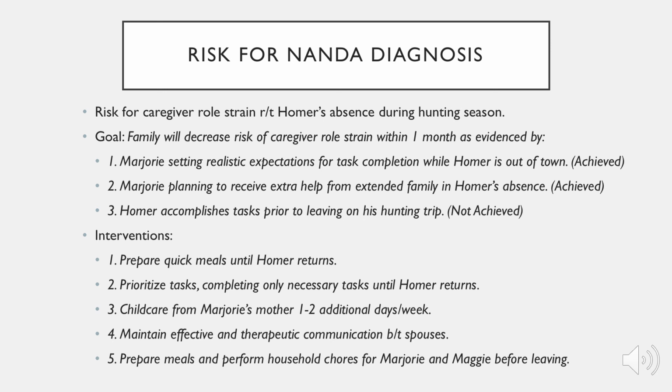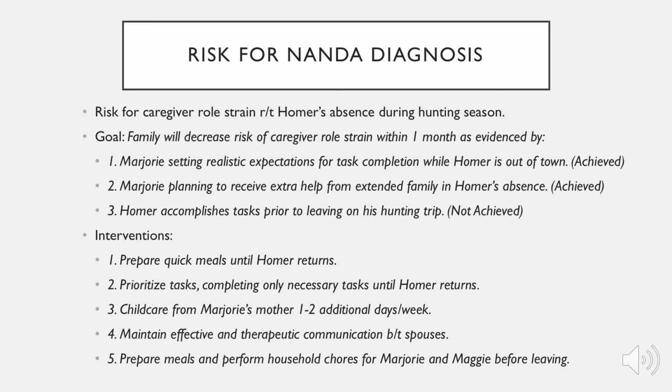Goals 1 and 2 have been achieved. Marjorie plans on cooking less and holding off on unnecessary, non-urgent household chores during Homer's absence. Homer typically watches Maggie on Fridays, but will not be able to do so while he's gone on his hunting trip. Marjorie plans to take Maggie to her mom's an extra day per week while Homer is out of town. Goal 3 has not been achieved. Homer does not make any preparations for Marjorie and Maggie before leaving to go on his hunting trip.